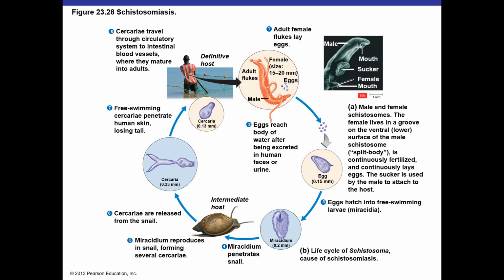However, these then do not have another host. They actually directly penetrate through human skin. They lose their tail and then release the schistosomula, which then can travel through the circulatory system, getting into the intestinal blood vessels, where they then mature into adults.